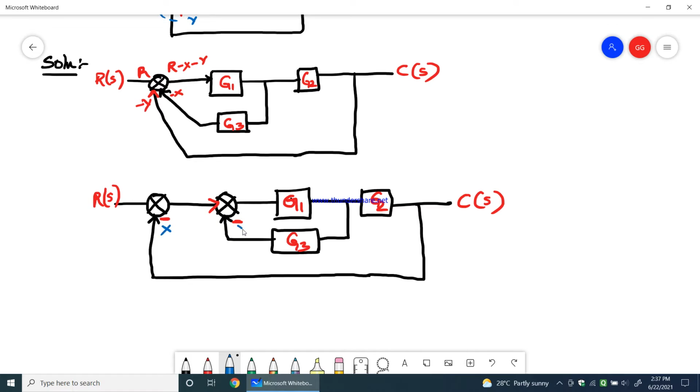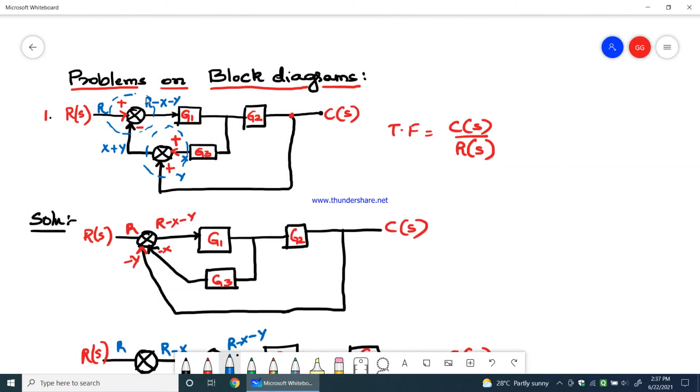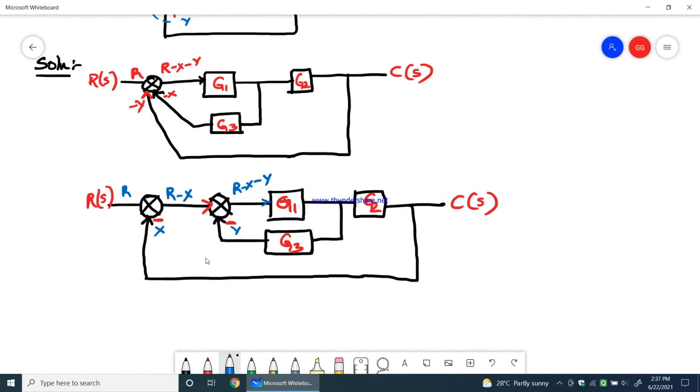Now think this is x and this is y, for example. Definitely this is r, therefore the output here is r minus x, therefore the output here is r minus x minus y. See, the output is still r minus x minus y to G1. The same thing we used to get here also, r minus x minus y to G1. To help students understand, I have used this x and y. This normally will not be there. Just for your understanding purpose I wrote that so that the equations can be written.